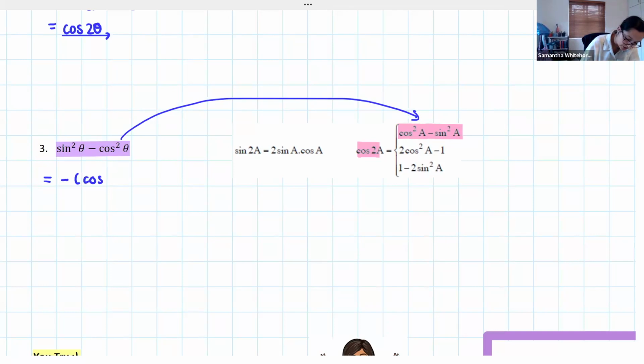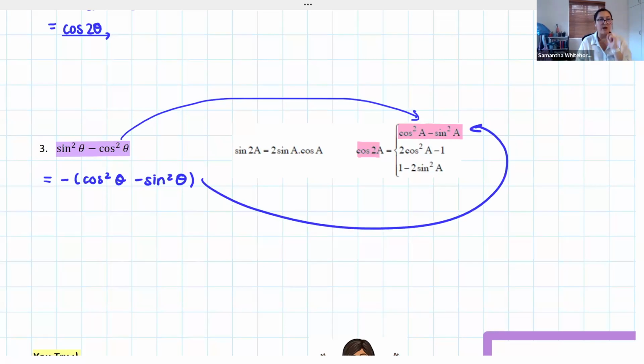This swaps my terms. Now we've got cos squared theta minus sine squared theta. Now this is matching up with what we want. Now we can apply the double angle. So this is going to be, now remember you've got a negative there. You can't forget about that negative. This is a cos double angle, so minus cos of 2 times my original angle theta. So we've got negative cos 2 theta. Please don't forget that negative.